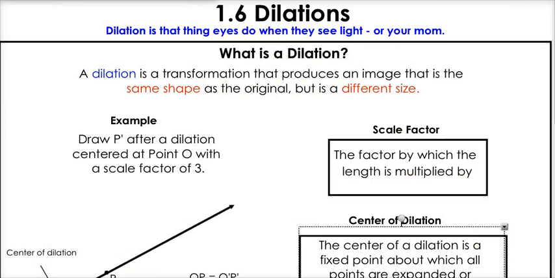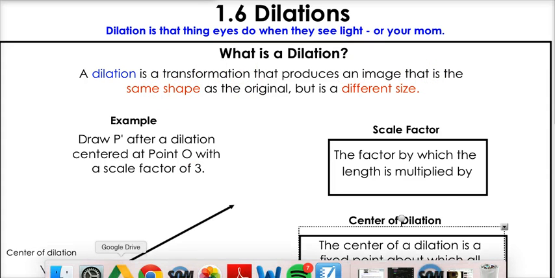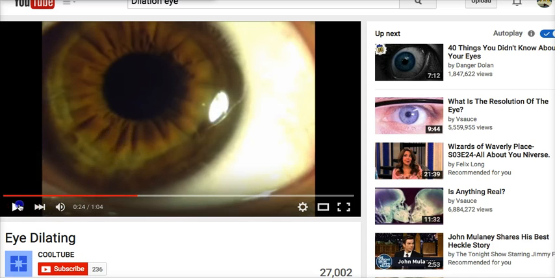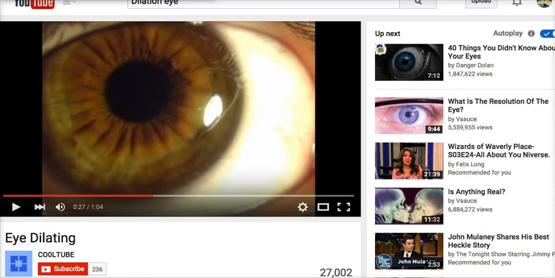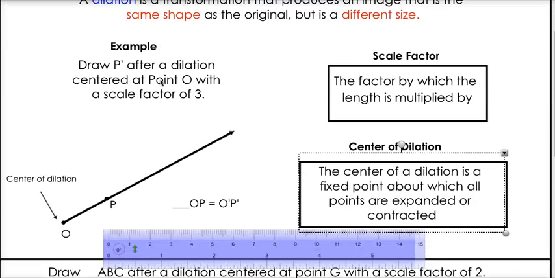So we're going to be talking about the same thing today, but in geometry. So what is a dilation? Well, it's just like with the eye. A dilation is a transformation that produces an image that is the same shape as the original, but a different size. So the pupil stays a circle, right? But the size of it's changing. So that's what a dilation is.